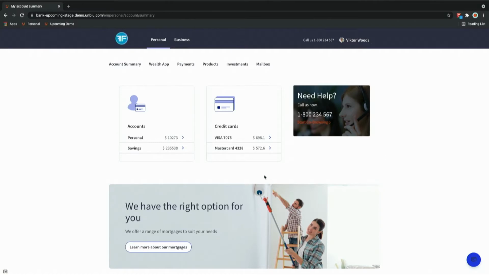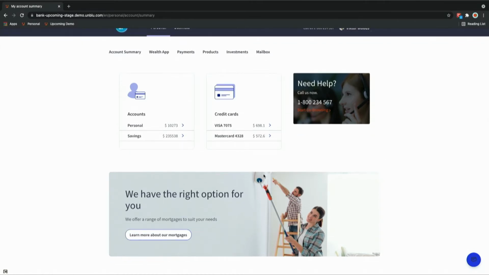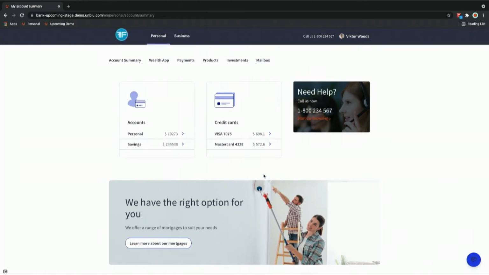That's right. With Unblu, we not only embed digital human advice in your internet banking and in your mobile banking, but with Unblu 7 and the innovation that we're excited to showcase here today, we can be even more precise and embed it at very specific points in your customer journey when it can be most impactful. Let's see how it looks in the demo.